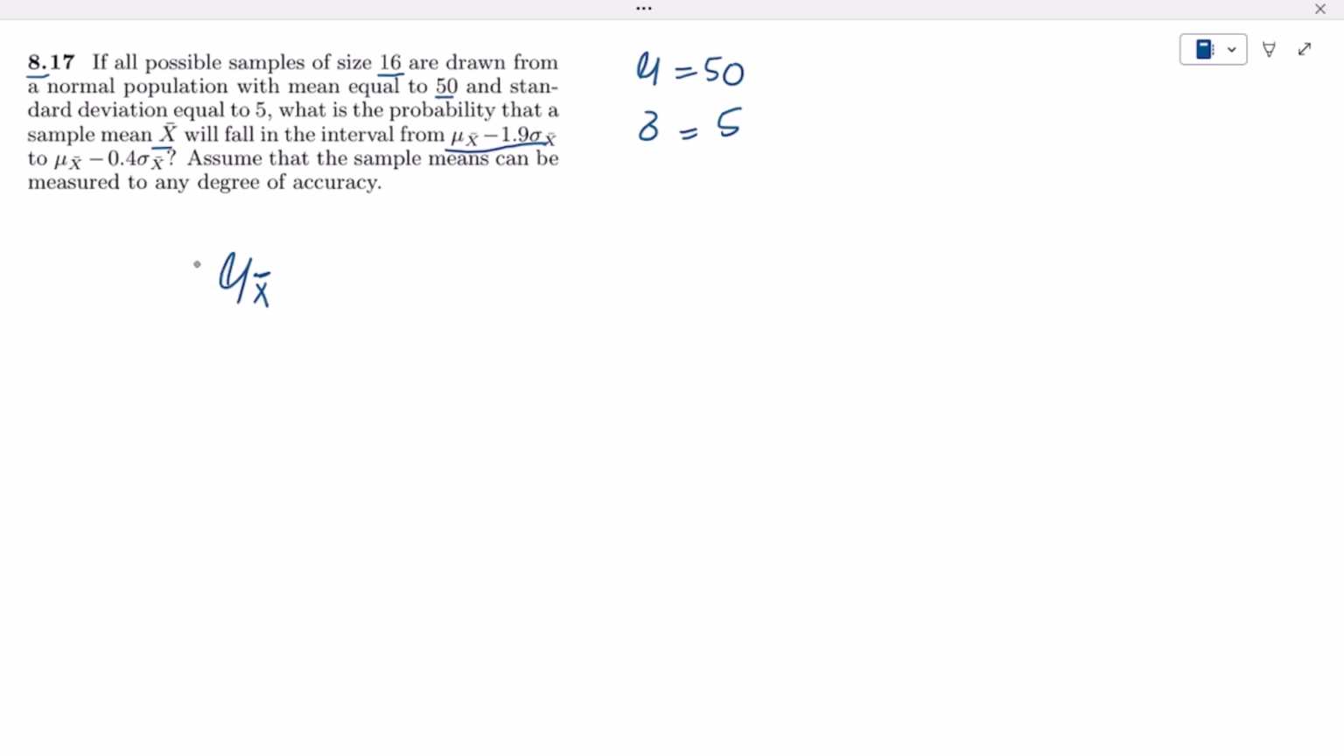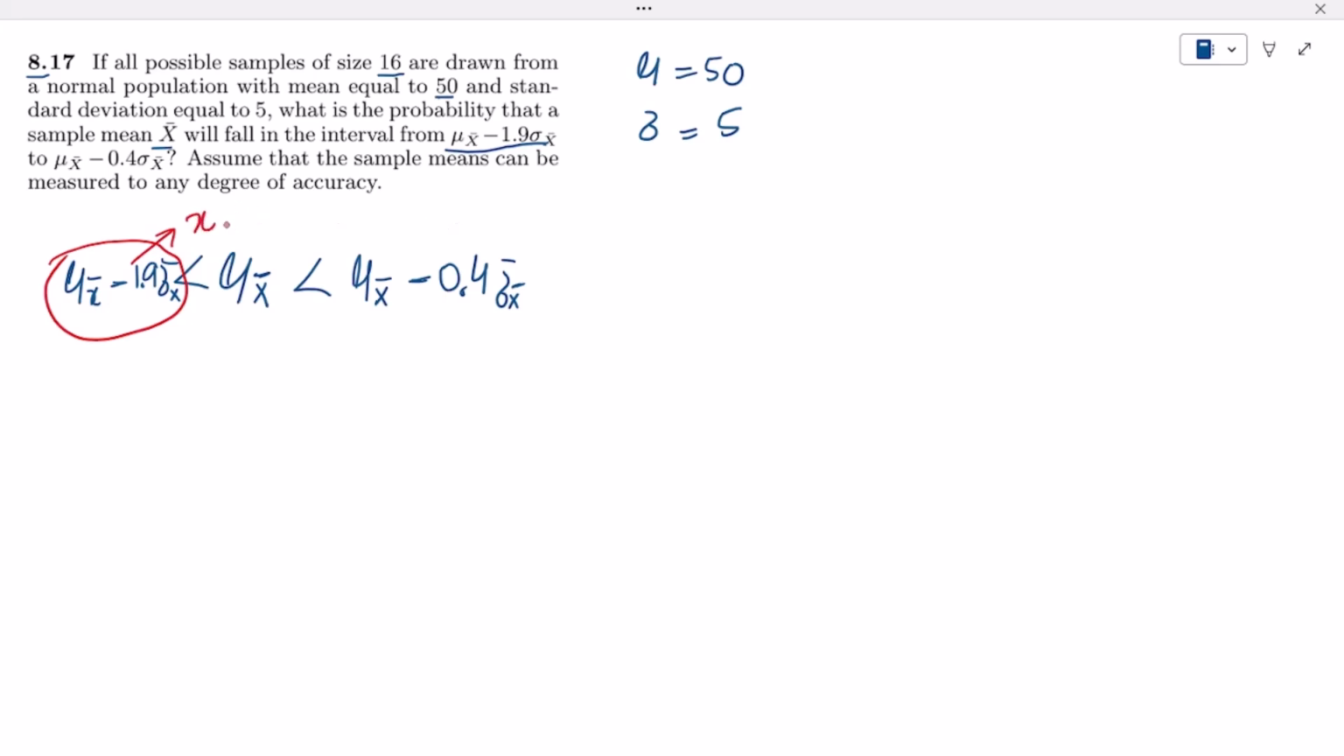So x prime is greater than or equal to mu x prime minus 1.9 sigma x prime, and less than mu x prime minus 0.4 sigma x prime. Okay, so here it is, this one. Now let me calculate these things.